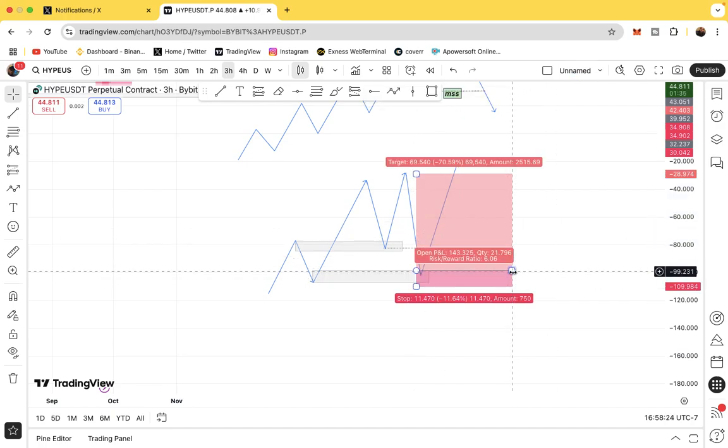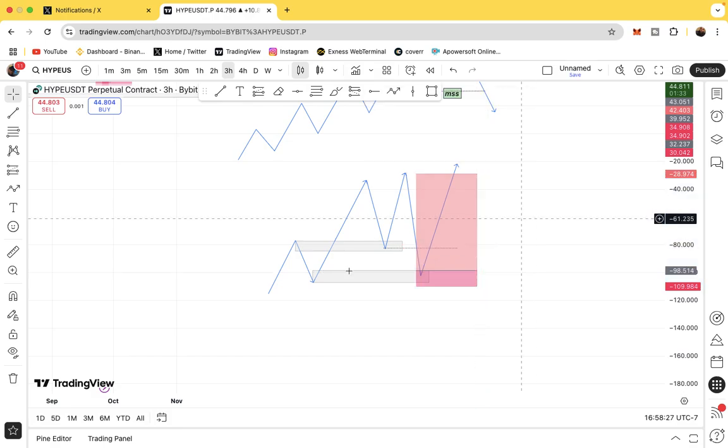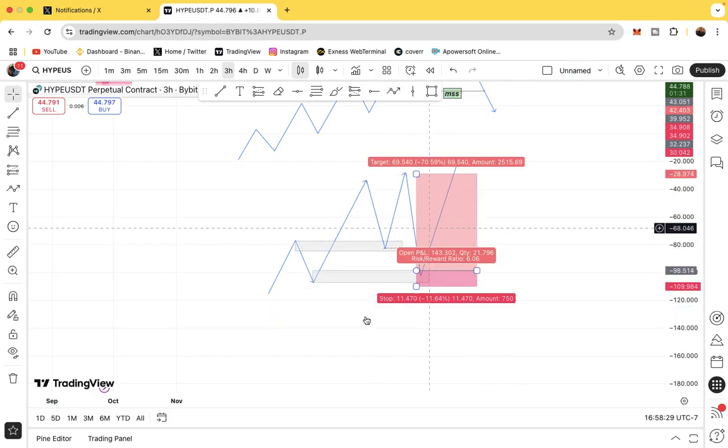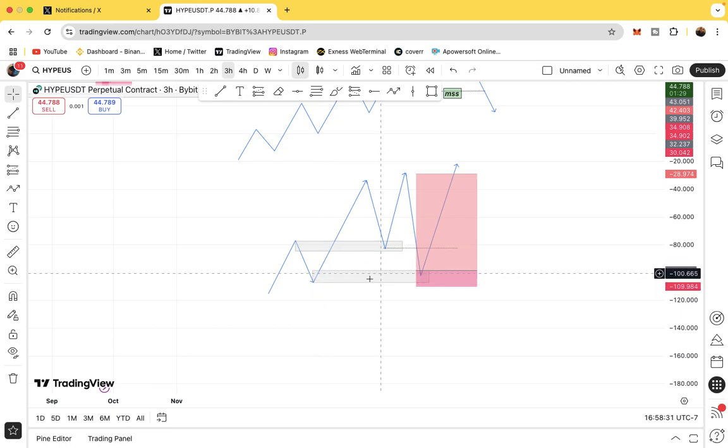just like this. You have your entry and your stop loss just like this. You already understand a precise zone where you are taking your trade from, and you pay attention to it.